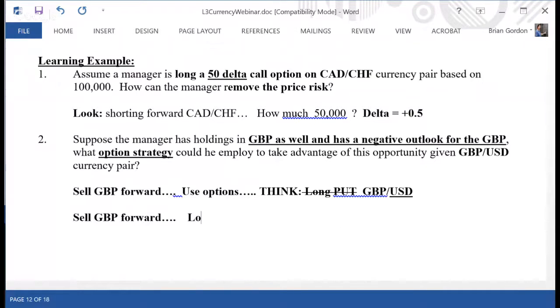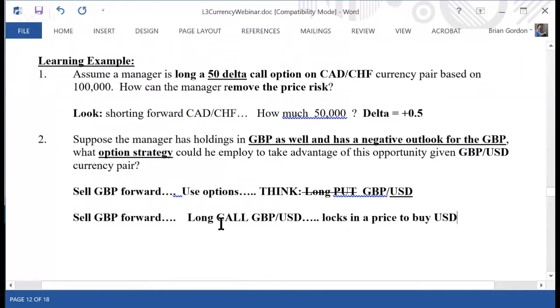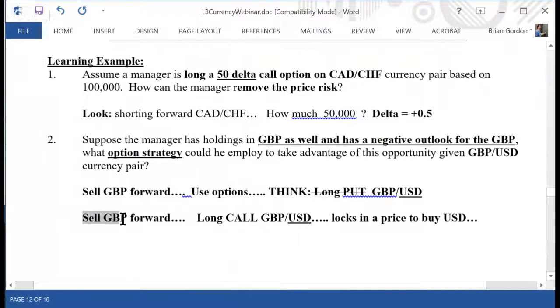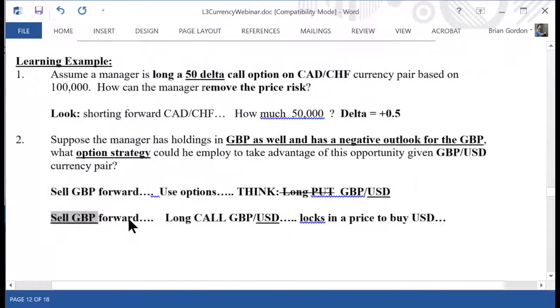I can go long a call option on the British pound per US dollar. So what does this do? This now locks in a price to buy US dollar, because the option refers to the base currency. Make sure you know about that. I keep saying it's all about the base. So if we lock in a price to buy the US dollar, then by definition, we are selling the British pound. So we have accomplished the strategy that we want.